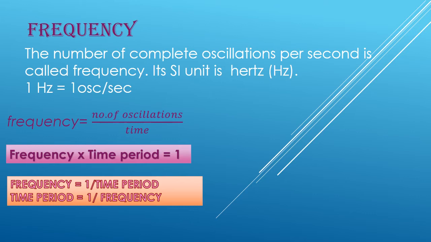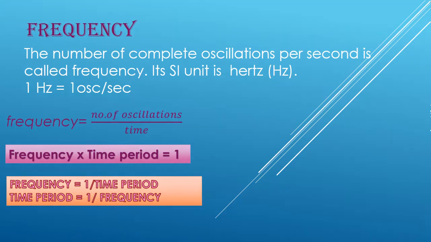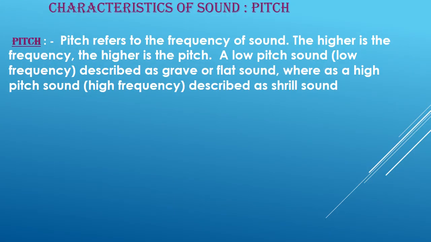Frequency is calculated using the equation: number of oscillations divided by time. Frequency multiplied by time period is equal to 1, or we can form two equations, that is frequency is 1 by time period, or time period is 1 by frequency. Children, we have defined frequency.